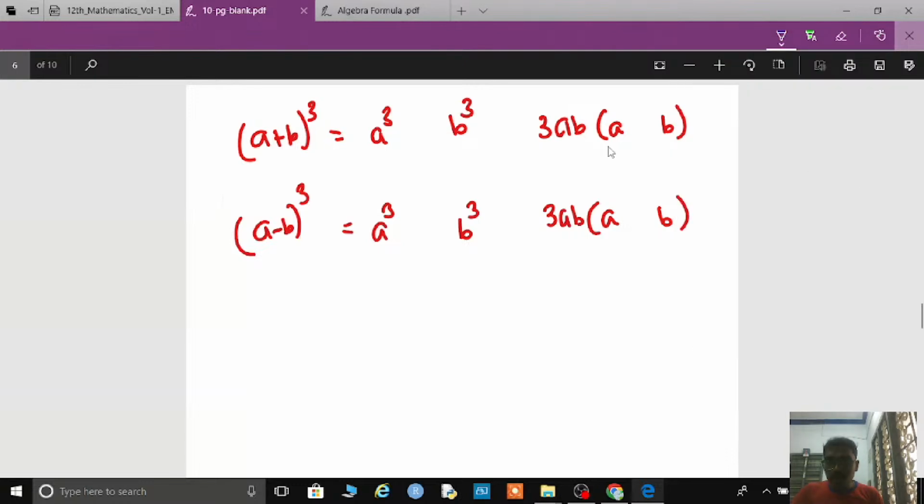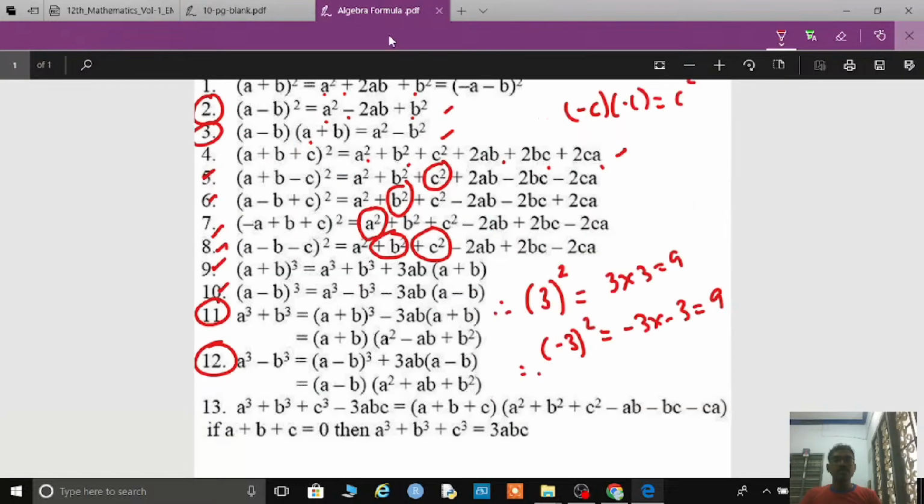The sign is very, very important. So a is positive, b is positive, so all the terms are positive: plus, plus, plus. Here a is positive, b is negative, so we can replace with minus, minus, minus. That's all. The formula is over.